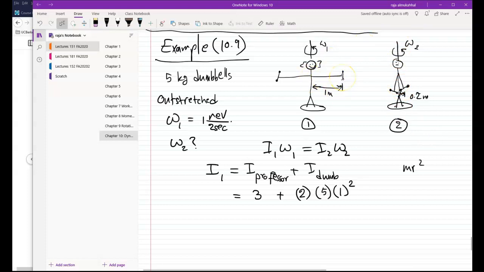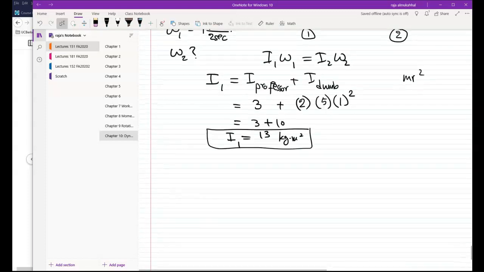So in this, each of them is m. So we have 2 of them, 1 and 2. There we go. Okay? So for I1, this is going to be 3 plus 10, and that's equal to 13. What is mr squared? That's going to be kilogram meters squared. There we go. That's the moment of inertia when the professor's arms are outstretched.